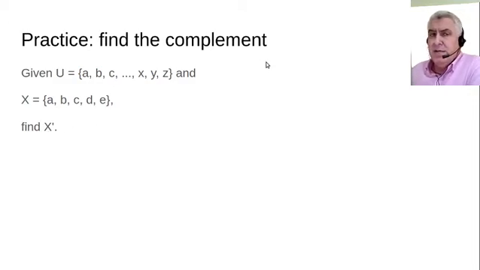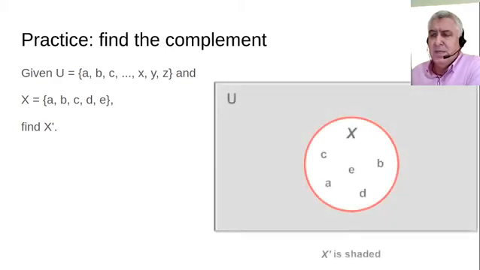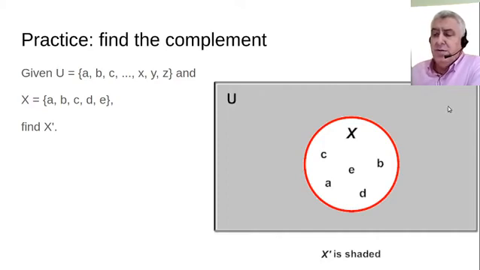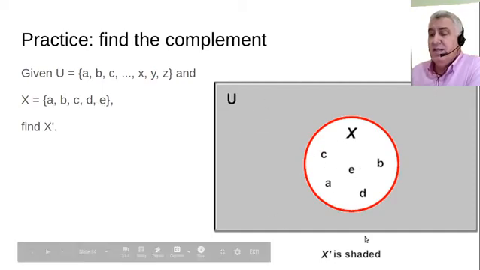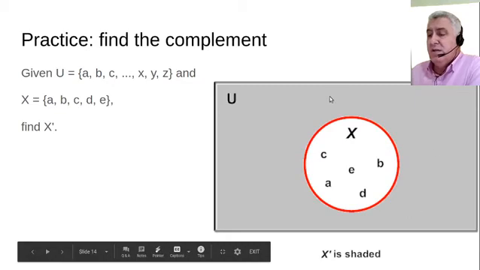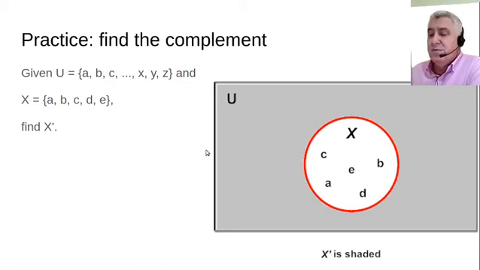So think about what Venn diagram you would draw here. There we go. That's what it would look like. And so this is X: A, B, C, D, E, and then this out here is not X. It's the complement to X. So I want you to go ahead and try to write that down. And remember, you can use ellipses.